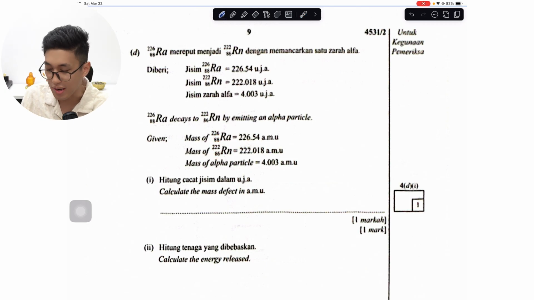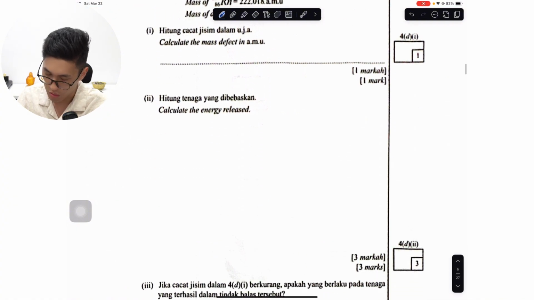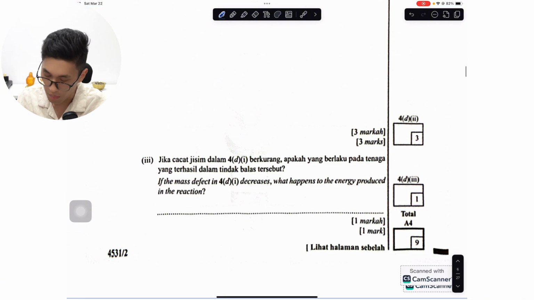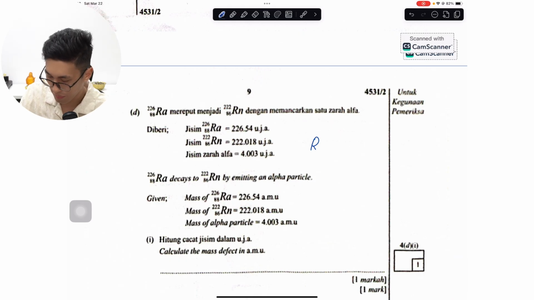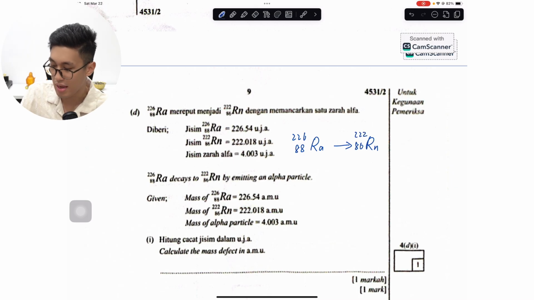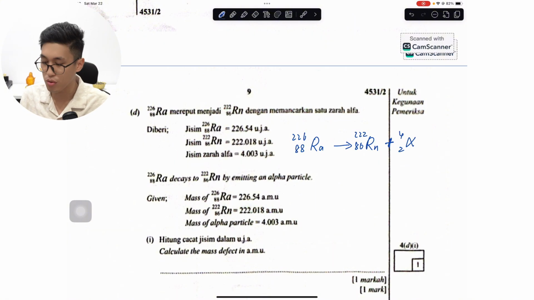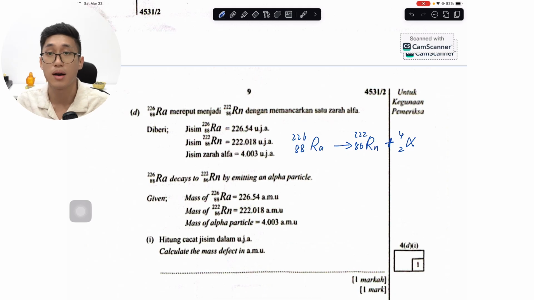So if I were to write the formula, let me see whether they asked to write the formula. Nope, okay, but never mind. If I were to write the formula, I'll write it like this. Radium 226, 88 will decay into radon 222, 86 and emitting 1 alpha, 4, 2. Okay, this is how you will write the chemical equation.